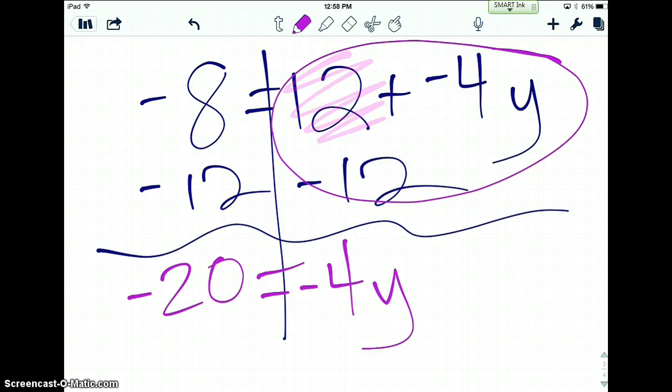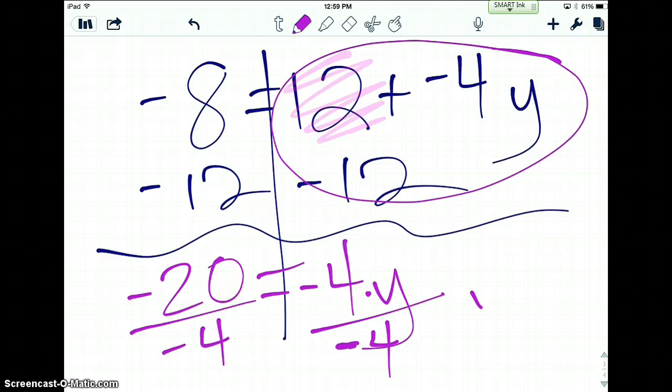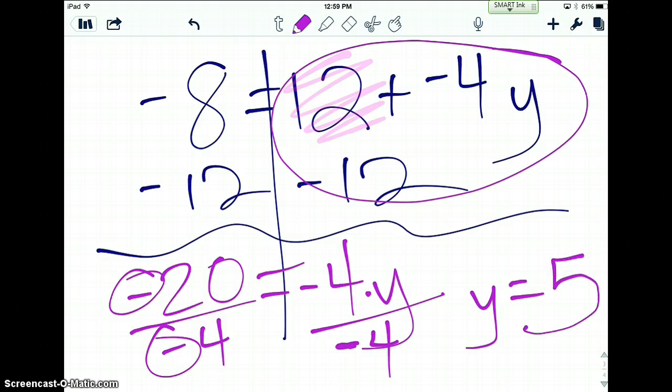And then we have multiplication happening between the -4 and the y. So to undo that, I'm going to divide by 4. No, because then I'll get -1y. So I'm going to divide by -4. So my y ends up being negative divided by negative is a positive, and 20 divided by 4 is 5.